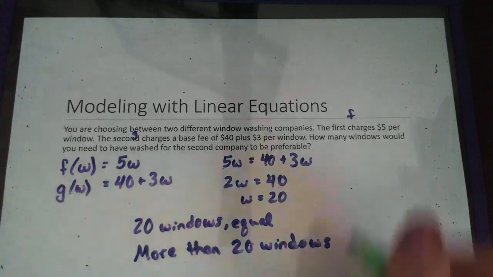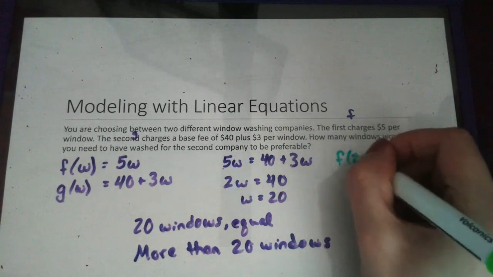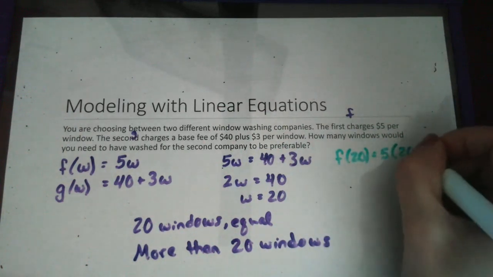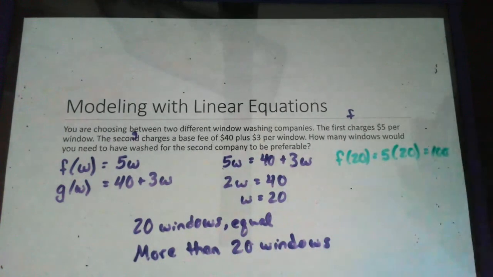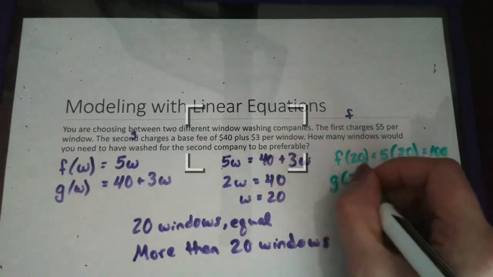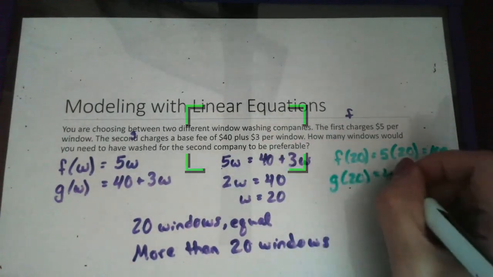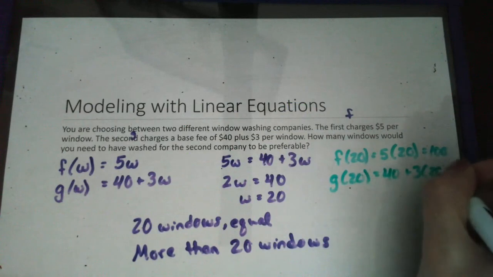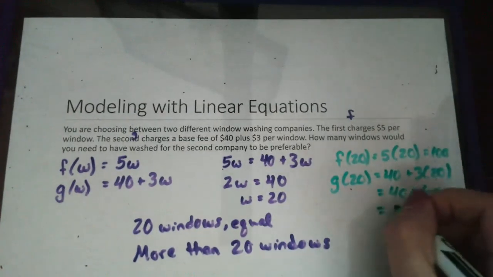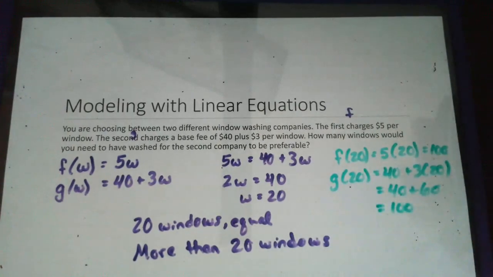I can show you that the costs are equal. If I were to plug in 20 windows into the first expression, that would be 5 times 20, which is 100. So it would cost $100 for the first company to wash 20 windows. And for the second company, it would be 40 plus 3 times 20, which is 40 plus 60, which is also $100. So both companies are the same at 20 windows. It's cheaper for the first company if you do fewer. It's cheaper for the second company if you do more.